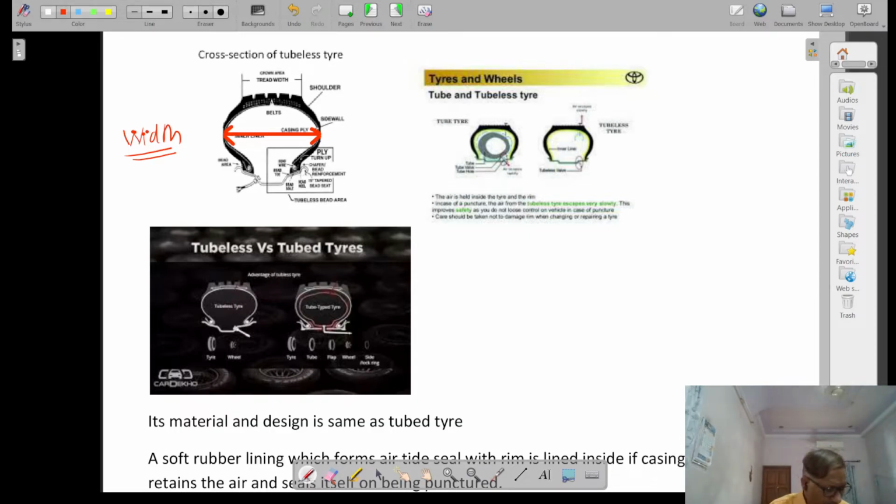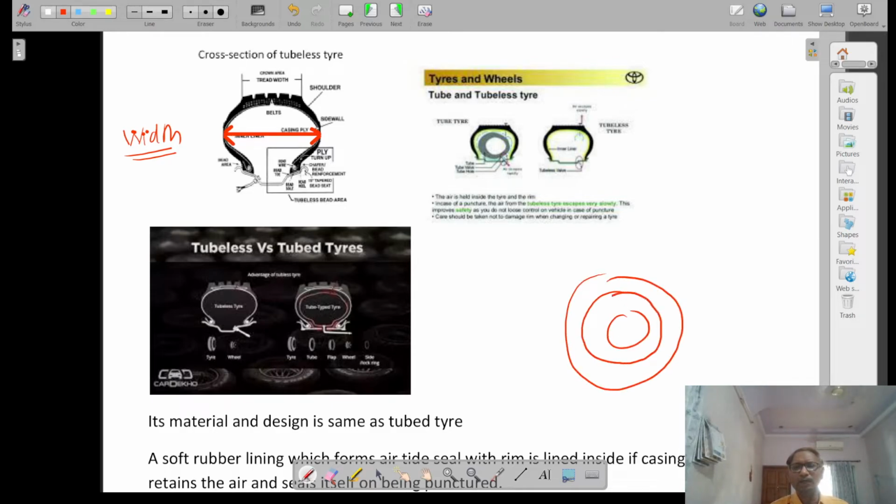This is the width of the tire, you should know. Then the diameter: you have a tire, and the tire is mounted on the rim. So when I say diameter, it is the same as the rim diameter. Then there are certain code numbers, so I can tell you how that is given.